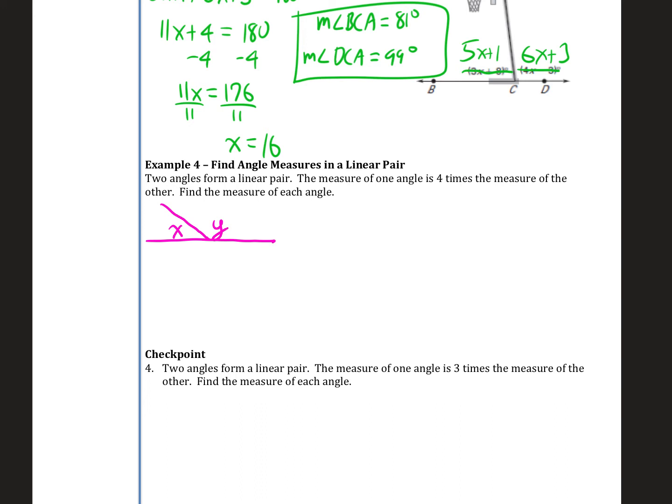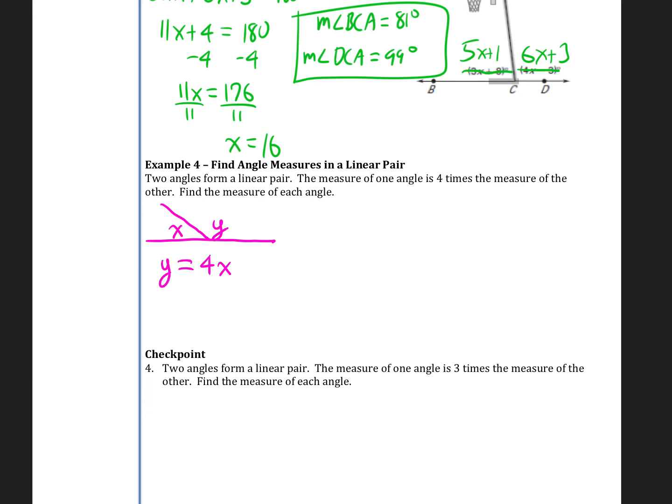Okay, which one's bigger, y or x? So y is going to be, how do we say that y is 4 times as big as x? What are we going to write? y equals 4x, right? Does that make sense? So one angle is 4 times as big as the other. If the smaller angle is x, then we would have y equals 4x.